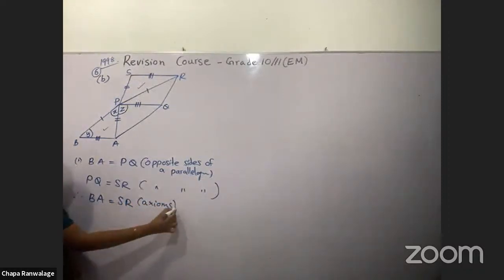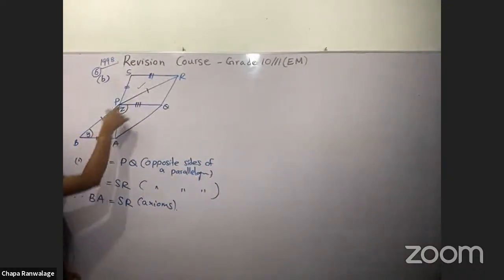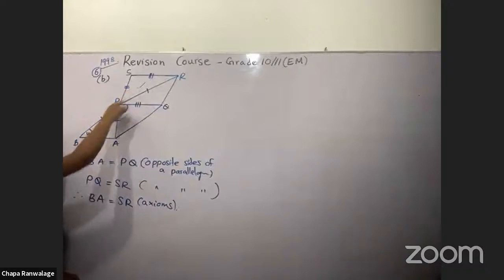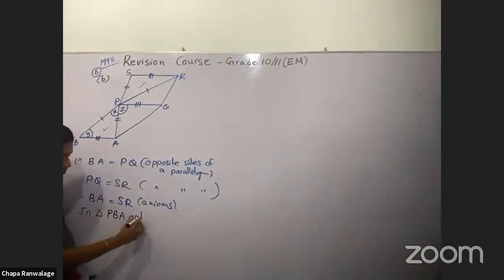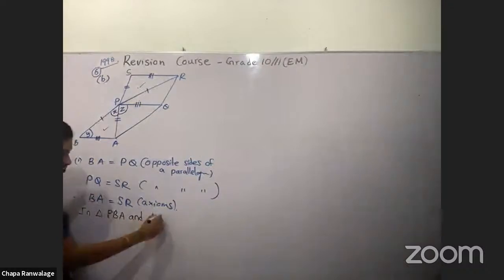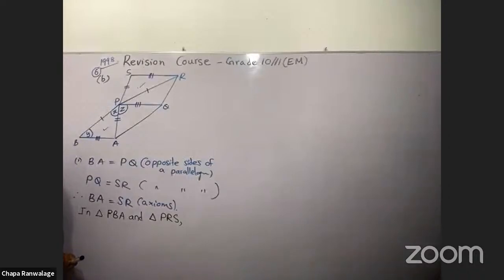Axioms. Now, these are equal as opposite sides. Now look at these two triangles. Now you can see they are congruent under the case SSS. Right? In triangle PBA and triangle PRS. Right? PRS. Now PBA and PRS.